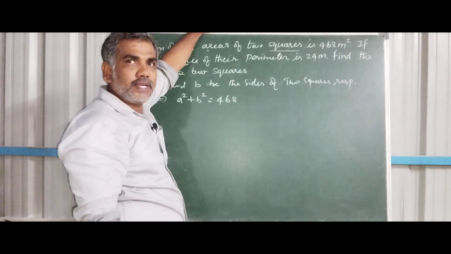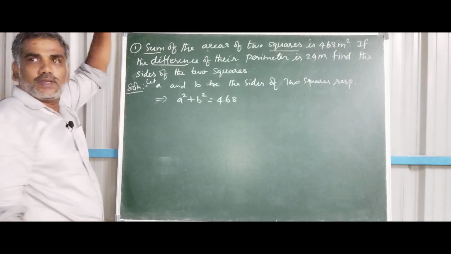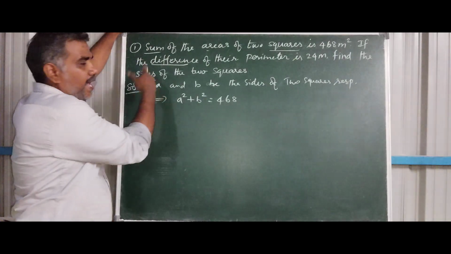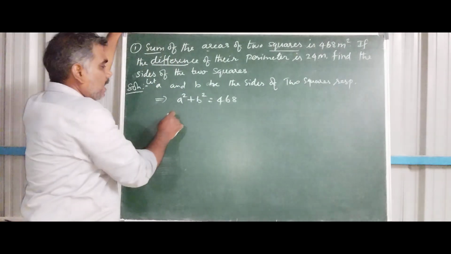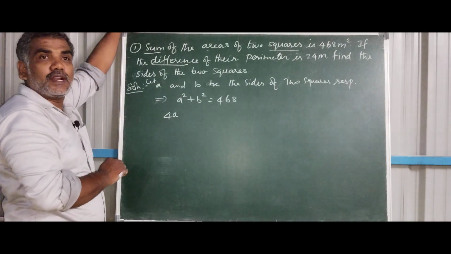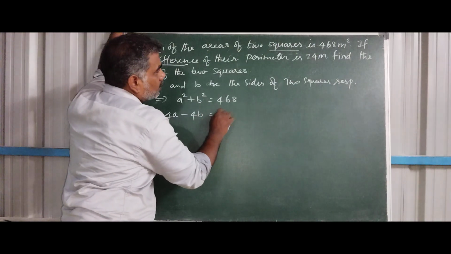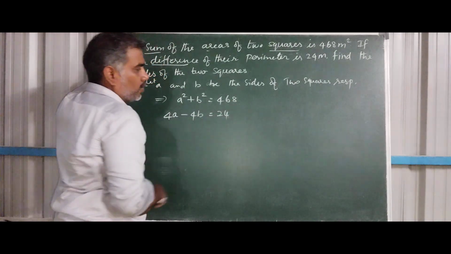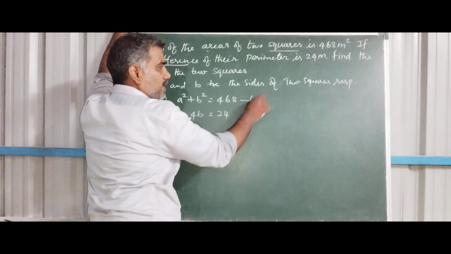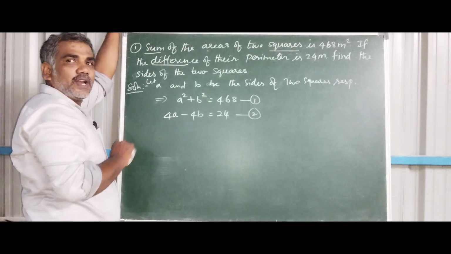Okay. So I am assuming that the length of A may be more than B. I am just assuming the length of A is greater than B. So 4A. Why am I using 4A? Perimeter of a square is 4A. 4A minus 4B is equal to 24. Okay, this is our first equation and this is our second equation. Clear? Good. So this is our idea.